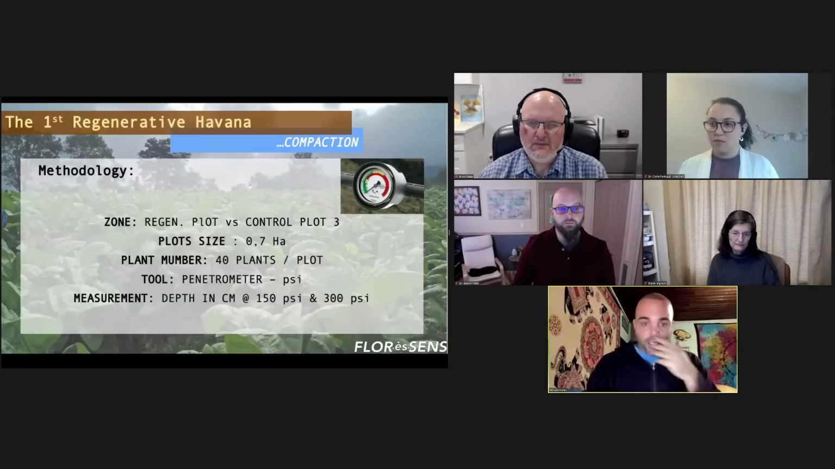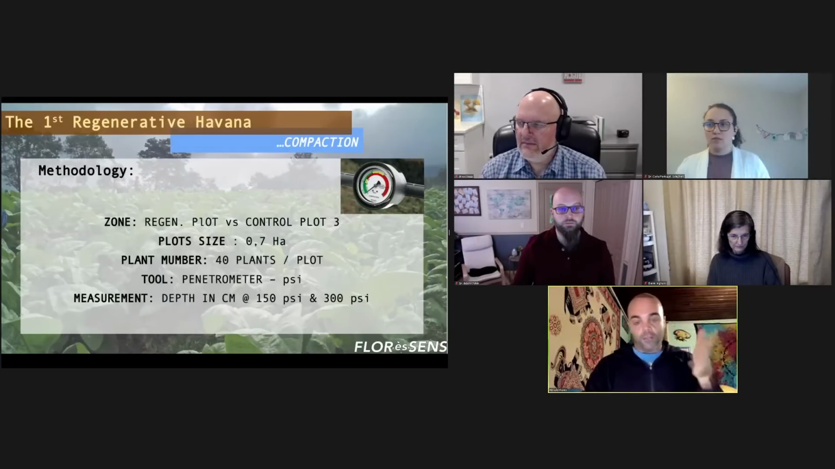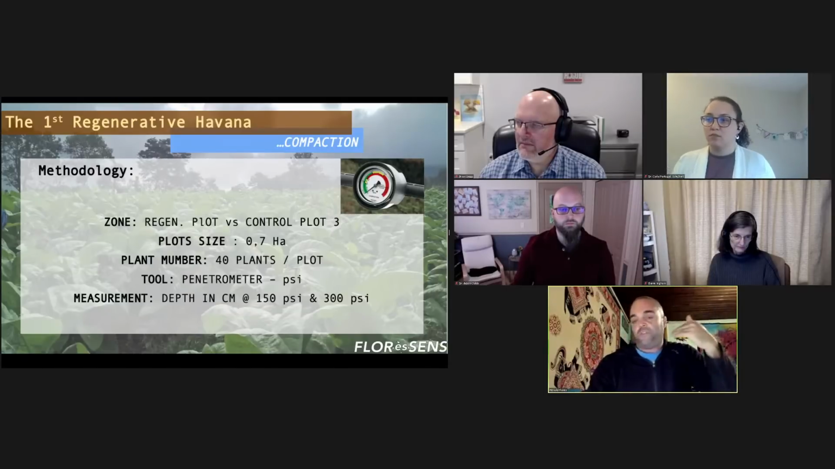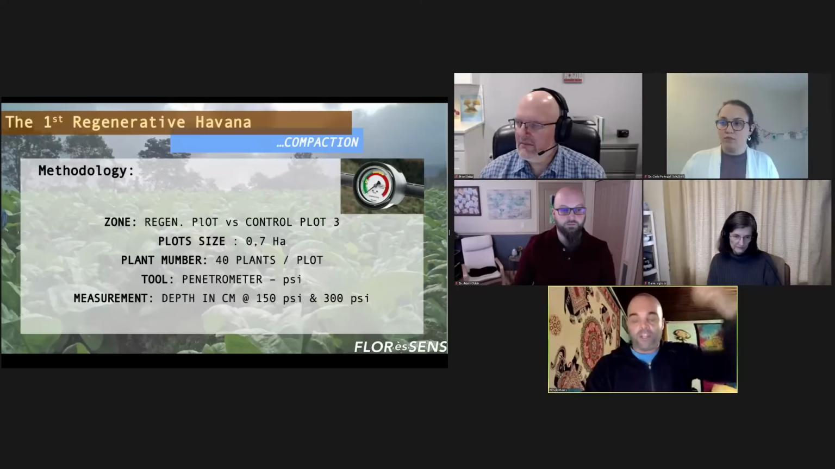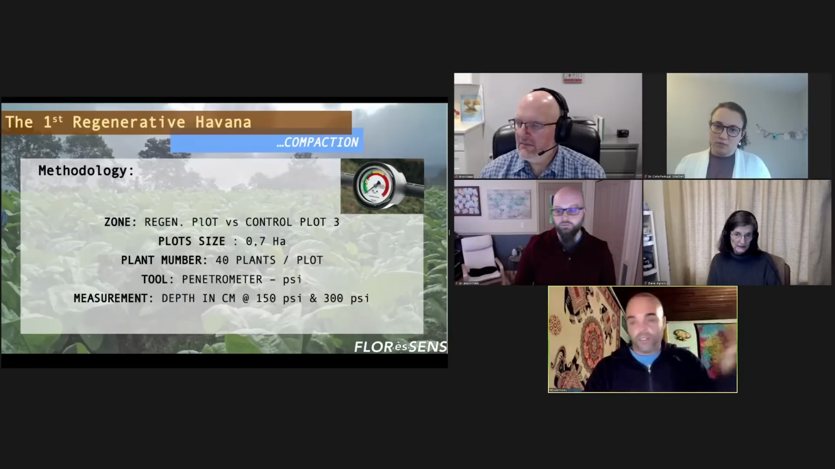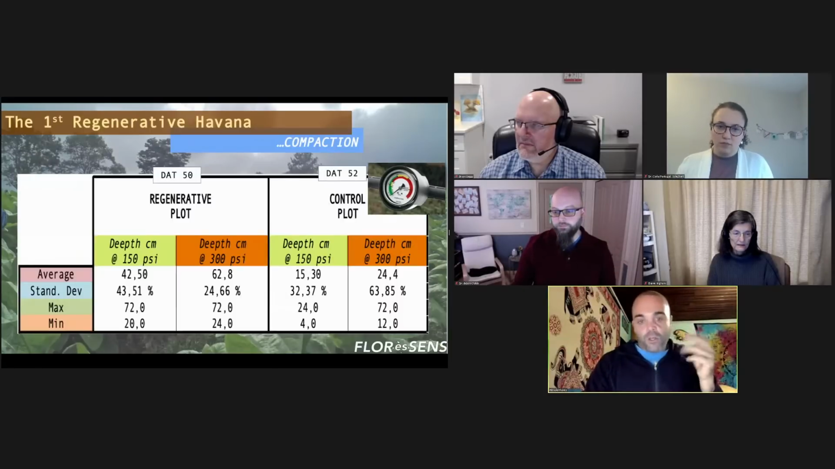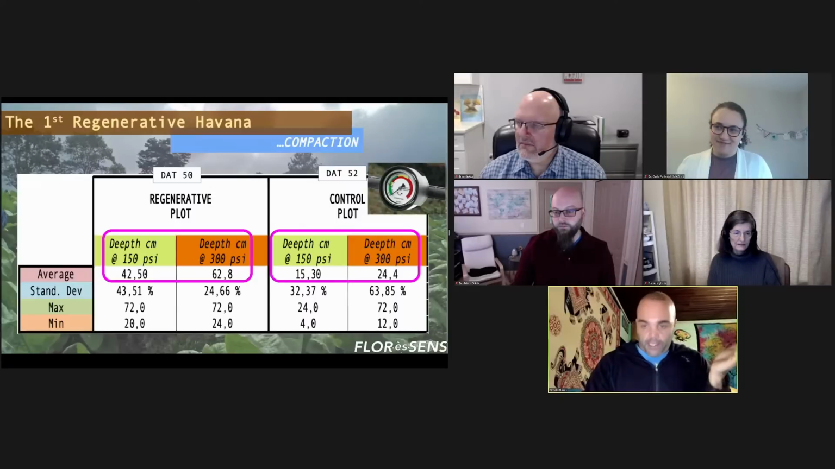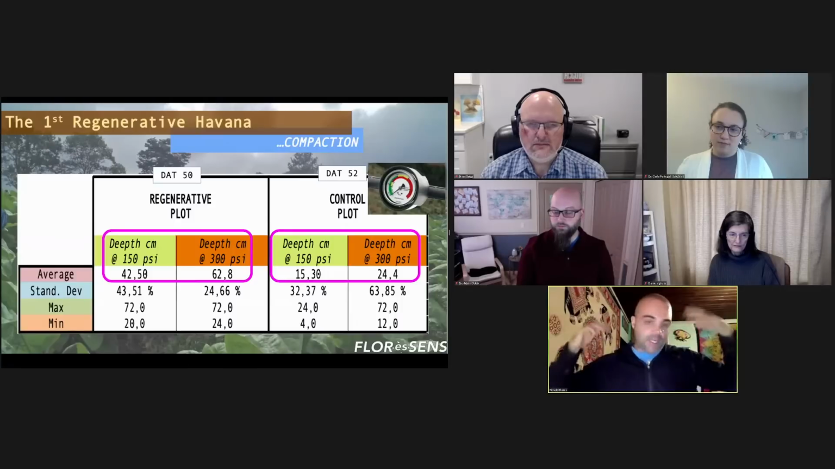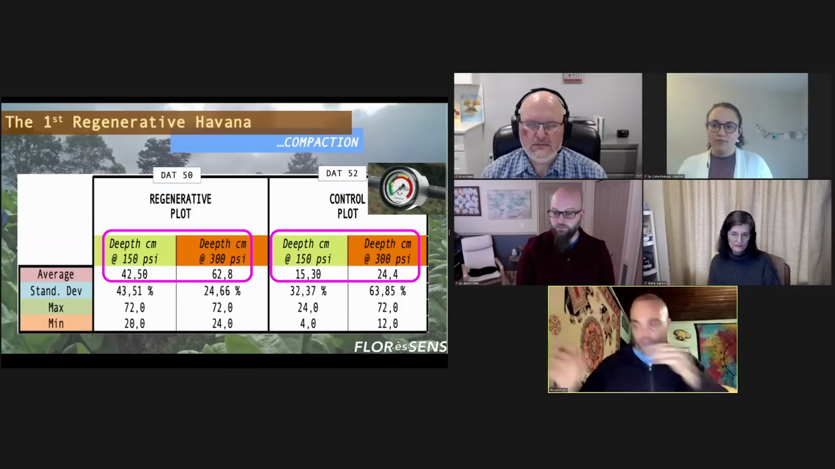Anyway, here we measured the methodology. We know that plants can't push their roots beyond 150 psi. So we measured at which depth our plot was reaching that in comparison to their plots, right? And the 300 one is just for fun. So here are the two cases. On the left, this is our plot. On the right, this is theirs, which means the control, which means the conventional, which means plowed, and then herbicides and the whole nine yards, right?